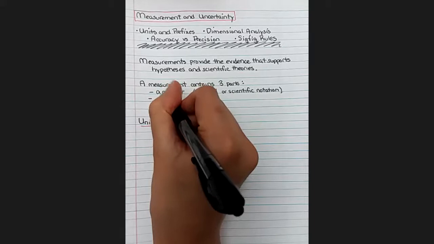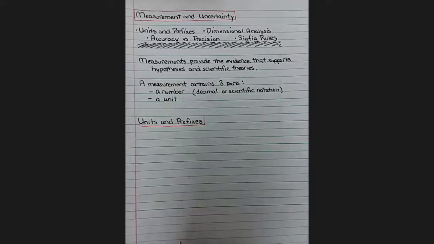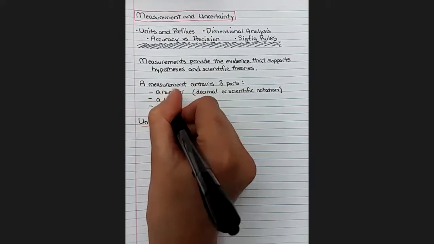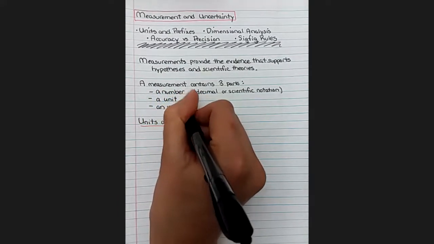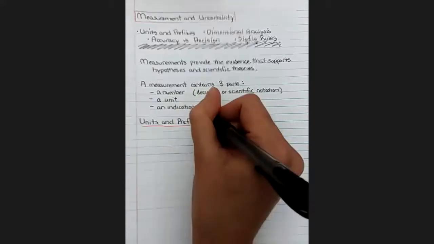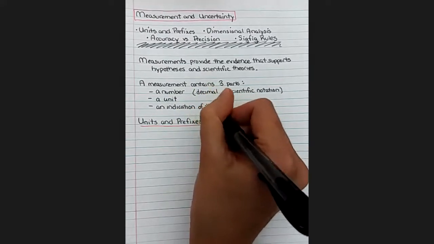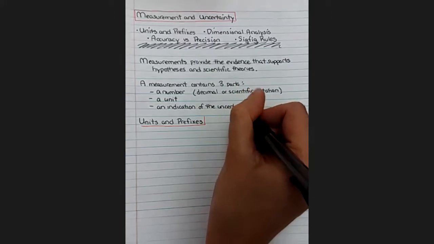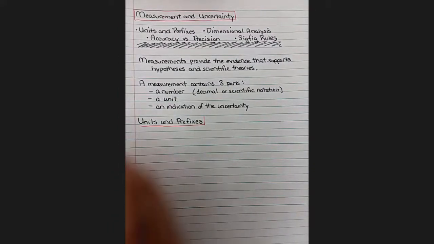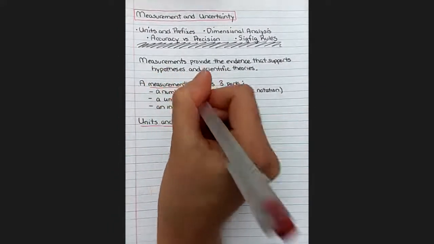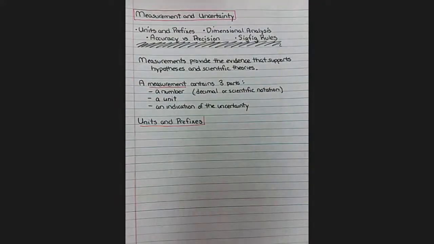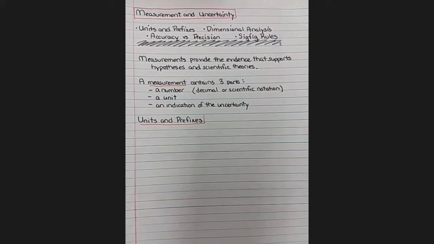That number is going to have a unit, which is the standard that we compare that number against. And it's going to have an indication of the uncertainty. And that uncertainty tells us how sure we are that the real number is the same as the number that we reported. Okay, so we're going to talk about each of those things. We're going to start with the unit, and then we'll come back to the others.